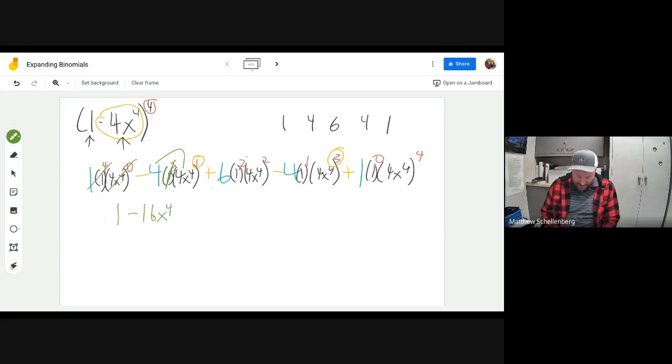Next up, again, this is just 1, and this right here is going to be 16x to the 8th, so that becomes 96x to the 8th, because 6 times 16 is 96. Then we have a minus, and again, this one is not really necessary. Here, 4 cubed, I'm thinking of this right here. 4 cubed is 64, times 4 is 256. So we're going to get 256.